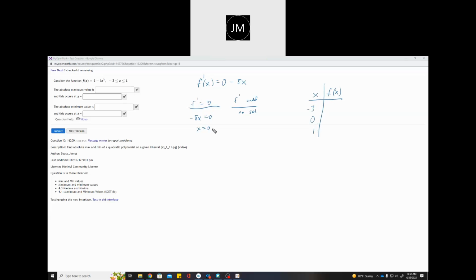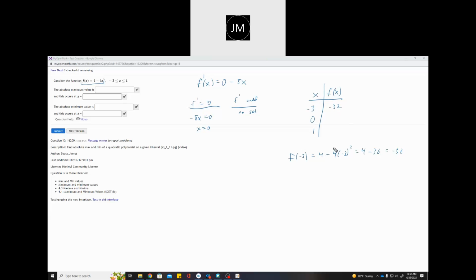If I had an example where 0 was one critical point and say 2 was another one, I wouldn't use the 2 because it's not in my interval. Okay, now I'm going to take these three numbers and plug them into the original function, not into f prime. So when I plug -3 in, I get 4 minus 4 times -3 squared. -3 squared is 9, times 4 is 36. So we get -32.